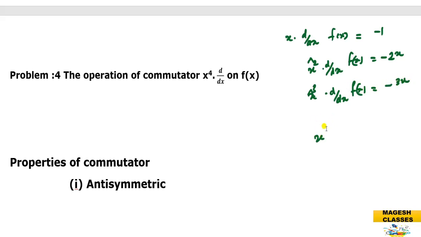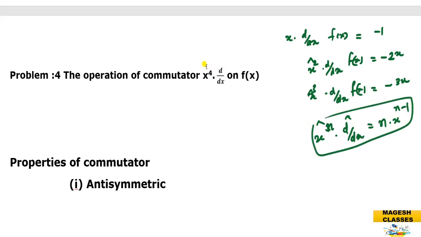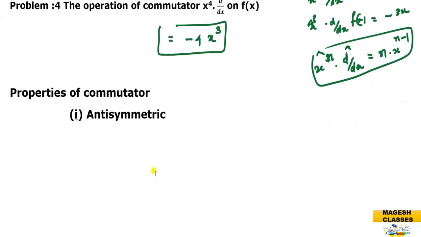We can say x power n, d by dx, the operator, is equal to minus n into x power n minus 1. See, the power x power 4, d by dx. So this is equal to minus 4 x power n minus 1. So this is the answer. Then the properties of commutator.